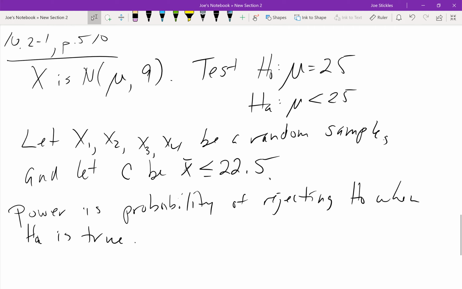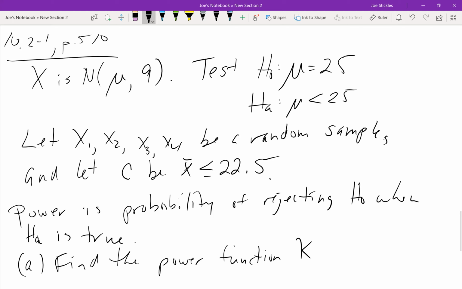The first part of this asks us to find what's referred to as the power function. The book uses K for power. The power function depends on what the mean is. Right?